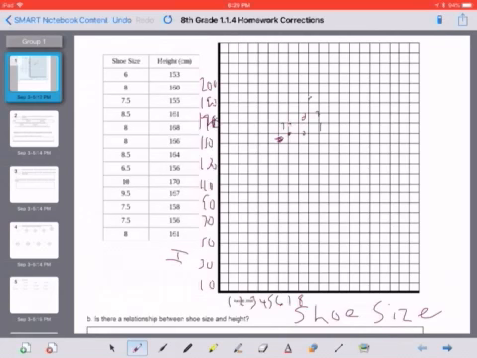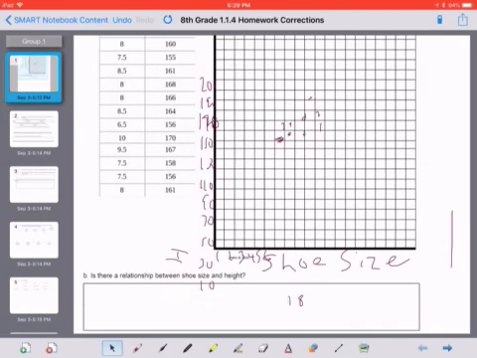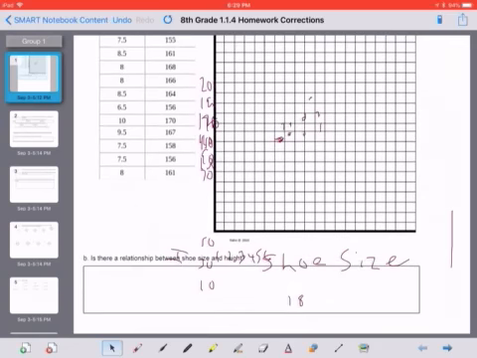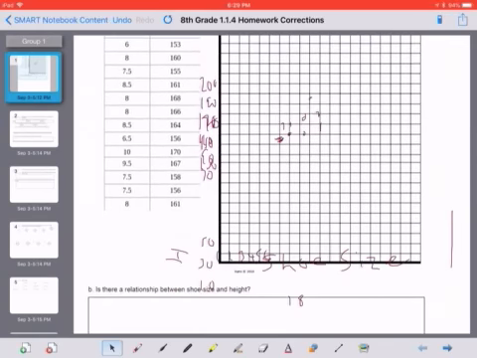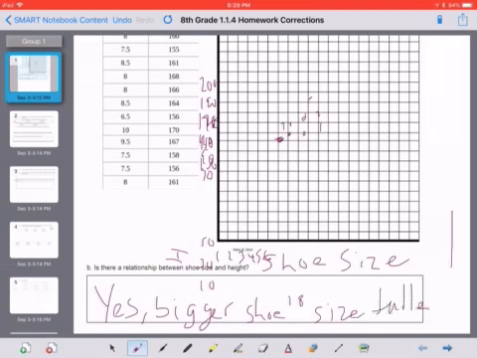So the next question asked, was there a relationship between my shoe size and my height? And the correct answer is yes. You could have written more than just yes. You could have said, yes, the bigger the shoe size, the taller the person. So if your shoe size is bigger, the taller you're going to be.